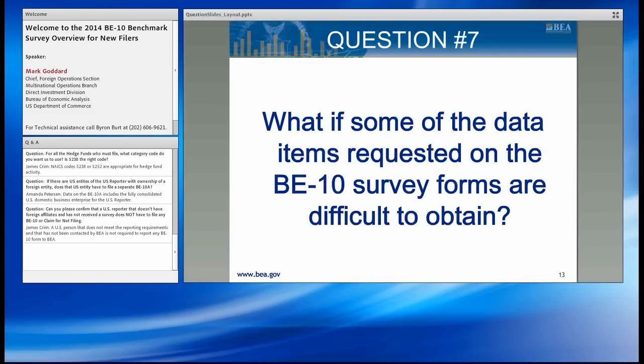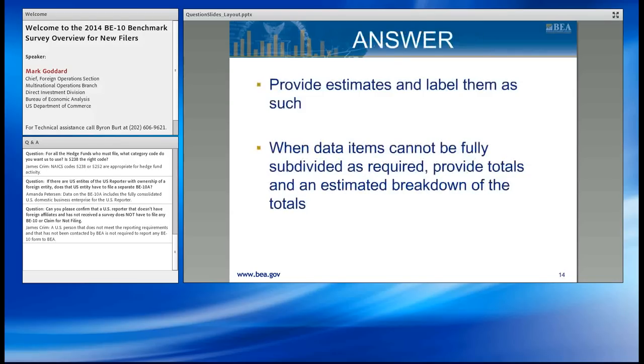What if some of the data items requested on the BE10 survey forms are difficult to obtain? If actual data are not available or only partial data are available, provide estimates and label it as such. When data items cannot be fully subdivided as required, provide totals and an estimated breakdown of the totals.